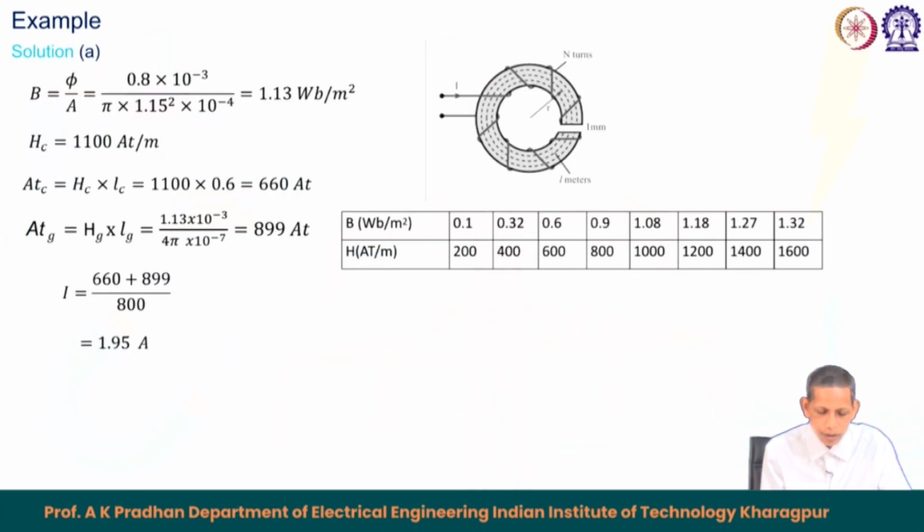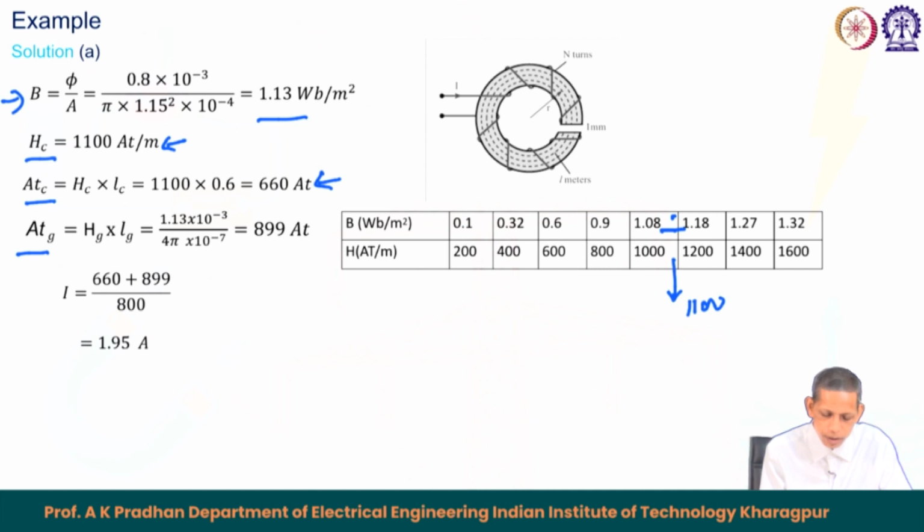Like here for part A, we get the corresponding B value for the gap. So, that becomes equal to 1.13 Weber per square meter. So, H c for the core becomes equal to 1100 ampere turn per meter. Ampere turn for the core, we get the corresponding H c from this value of B, 1.13 here. It is in between these two, the midpoint between 1.08 and 1.18. So, we got this to be 1100 in this case.